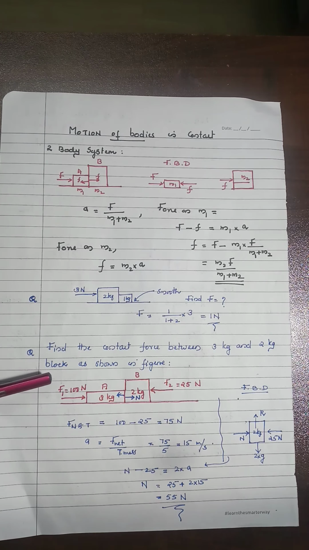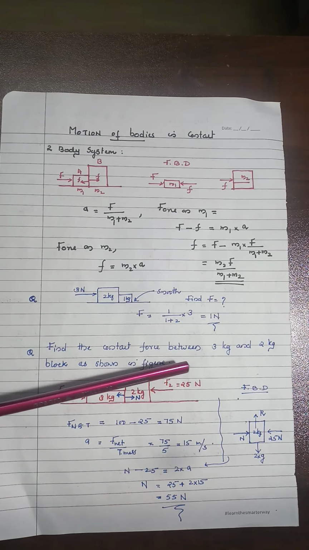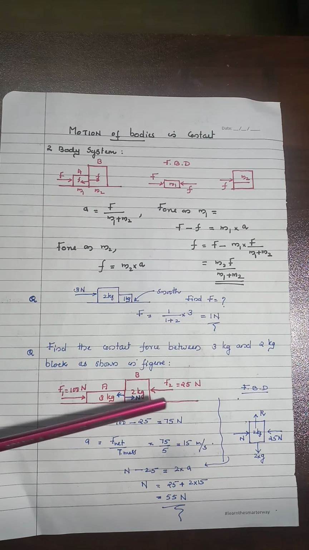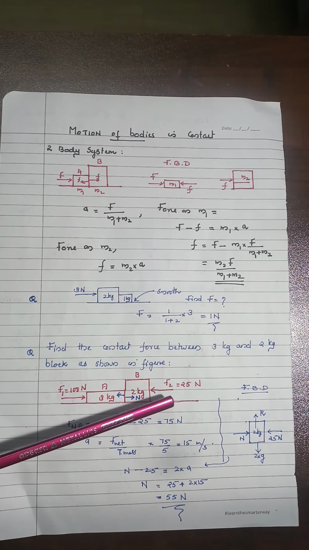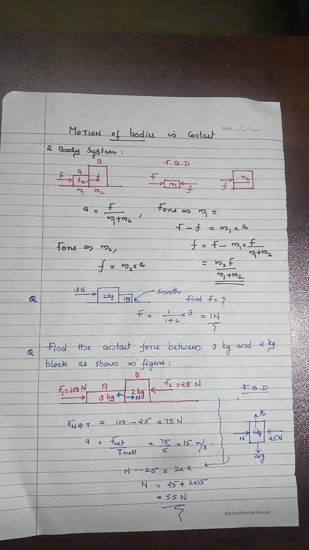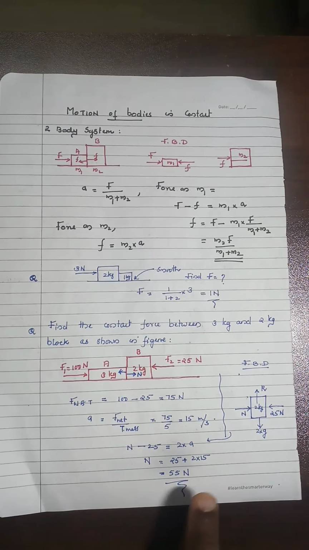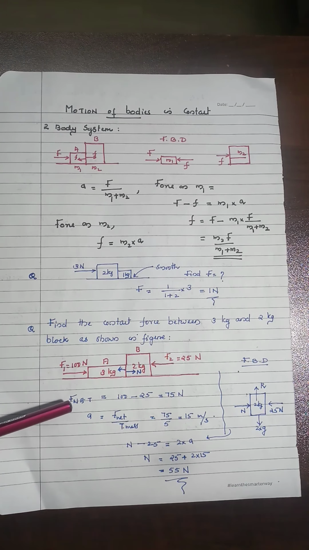But the situation is different with another question, a good concept. Find the contact force between the 3 kilogram and 2 kilogram block as shown in the figure. Look at the figure carefully. Here the force F1 of 100 Newton is acting, but another force of 25 Newton is also acting. We need to find the contact force capital N. So how can we write the equations? At first we find the net force acting on it, which is 100 minus 25, that is 75 Newton. So we can find the net acceleration: F net by total mass.